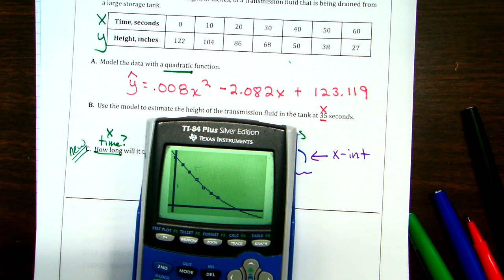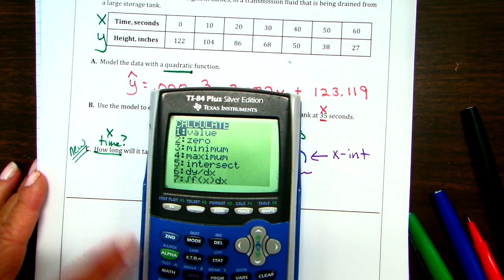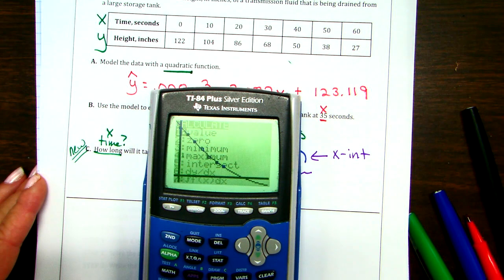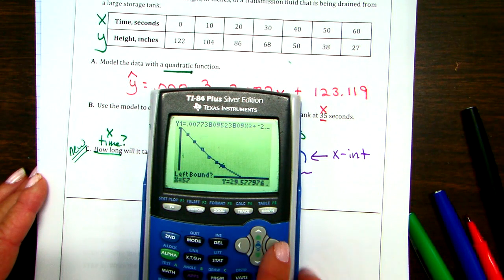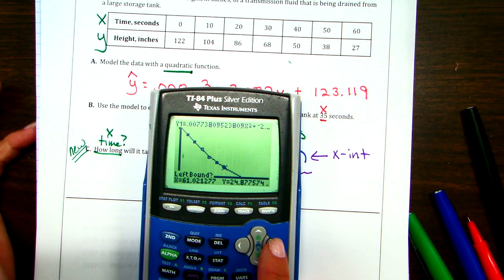I can see the 0. So now I'm going to calculate the 0. So I'm going to hit second calc. Which number do I want? 2, right? The 0, so number 2. And you can arrow or just hit it. And remember, it asks you left bound, right bound. So to maneuver around this graph, we use our right and left arrows. So you can see it blinking. So you can hit left bound whenever you want, okay?